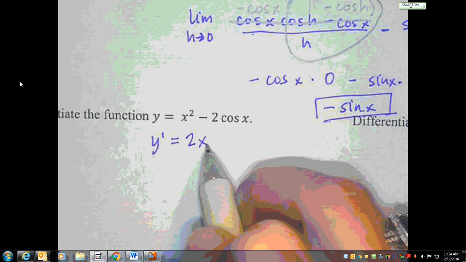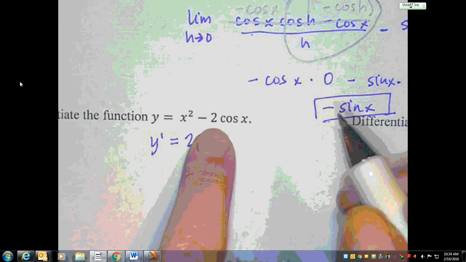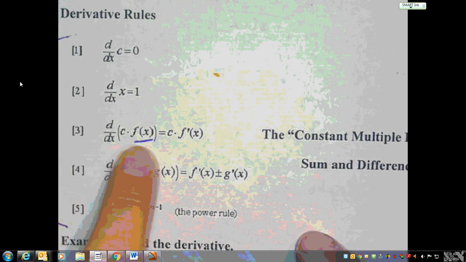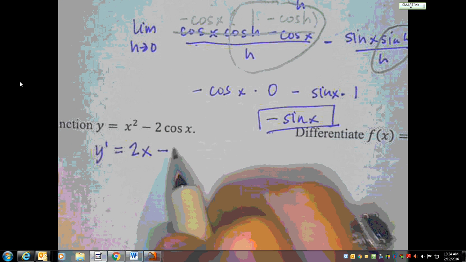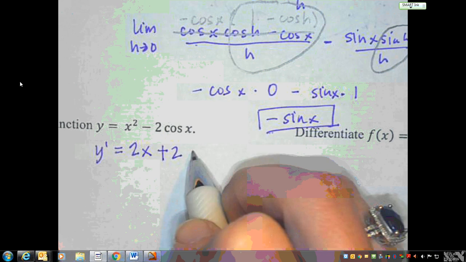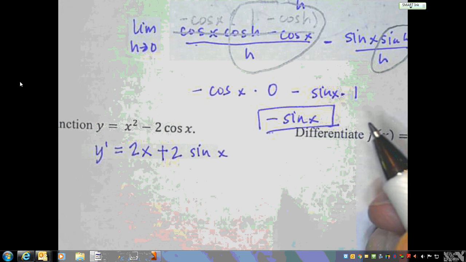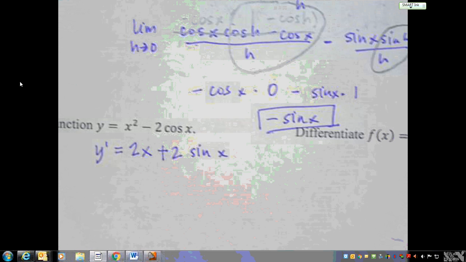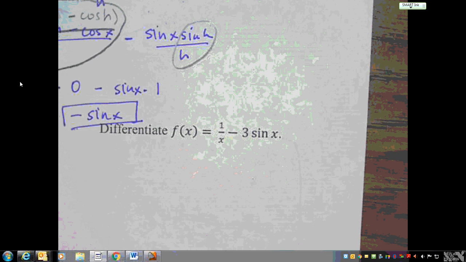2x minus, I've got a 2 here, but we remember from the derivative rules on the front, when you've got a constant next to a function, the constant just gets multiplied by the derivative of that function. So we're going to leave the 2 alone. And what's the derivative of cosine? Negative sine x. So that became a plus. Questions? There's not going to be any steps to show. You're just going to have to know it. Next one. You do it.